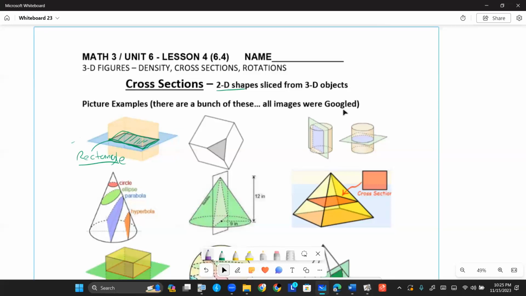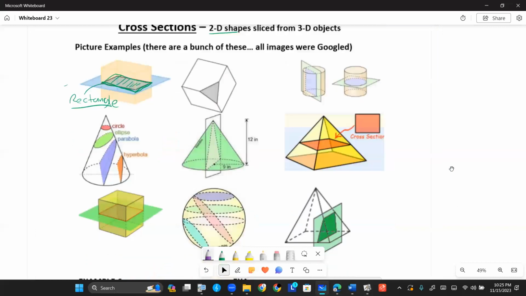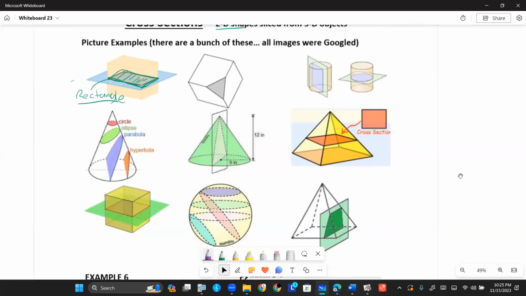Let's look at some of these other shapes and see if you can come up with what they are. Why don't you pause the video and see if you can come up with the different shapes that you see in these images that I put up here.